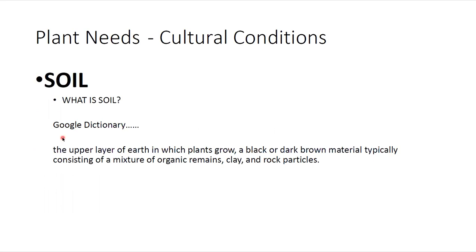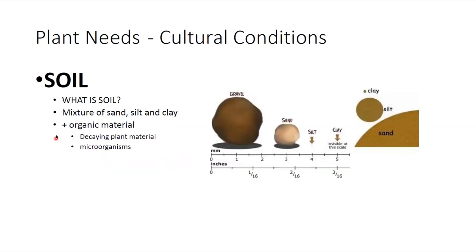Google it. You're going to get a dictionary definition as the upper layer of earth in which plants grow. A black or dark brown material, typically consisting of a mixture of organic remains, clay, and rock particles. So we've got a mixture of sand, silt, clay, that's the clay and rock particles, and some organic material.